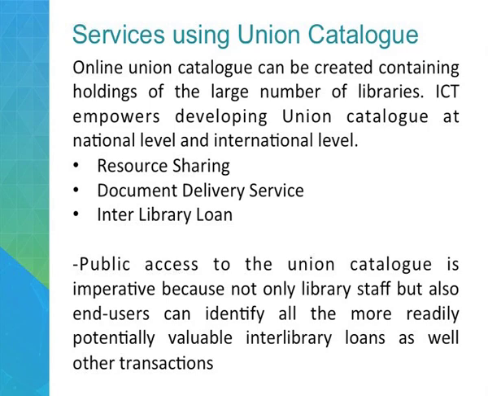Services using the Union Catalogue also we need to understand. The online Union Catalogue can be created containing holdings of a large number of libraries. ICT empowers developing Union Catalogue at national and international levels. Using this, resource sharing, document delivery service and interlibrary loan can become a reality. So, Union Catalogue helps us to start these services. Apart from that, public access to the Union Catalogue is imperative because not only library staff, but also end users can identify more readily potentially valuable interlibrary loan as well as other transactions.